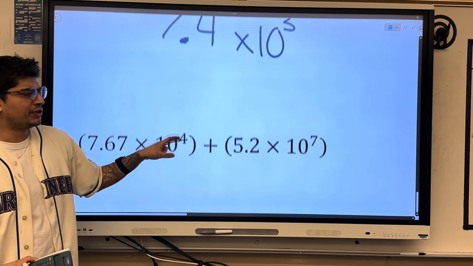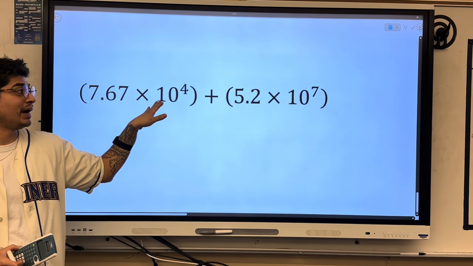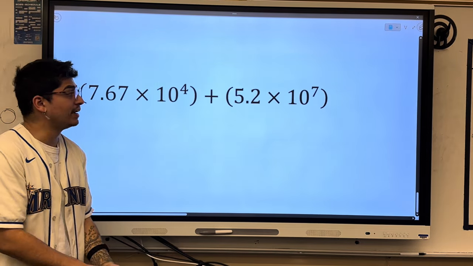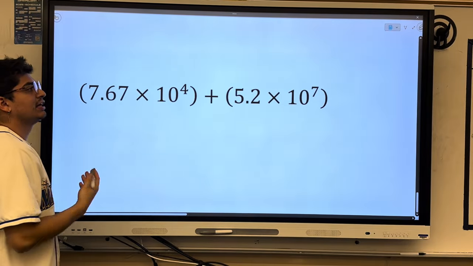So what if they're not matching, right? What if right now this one has a 10 to the fourth power, and this one has a 10 to the seventh power? Well, you have to change it then, right? So right here and right here, because they're different, you need to change one of them.